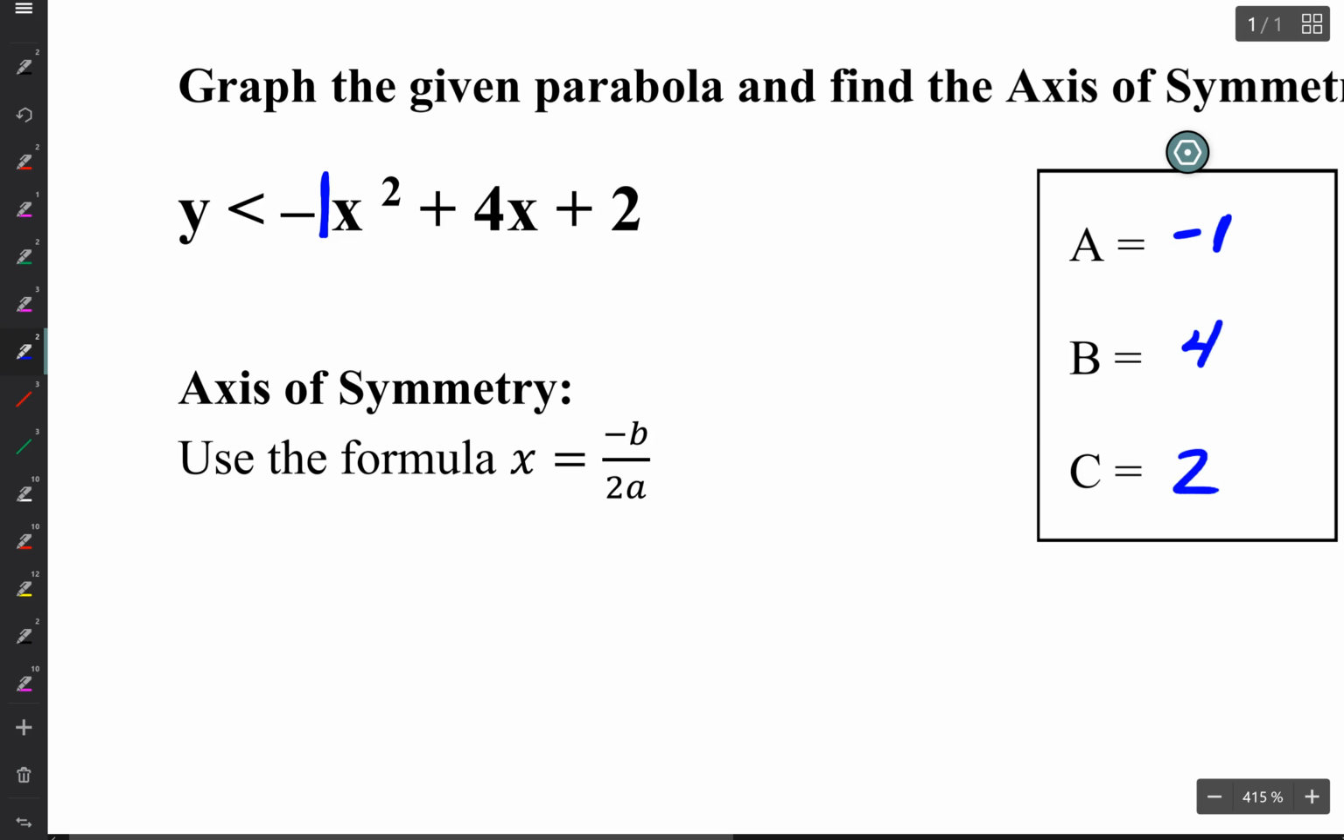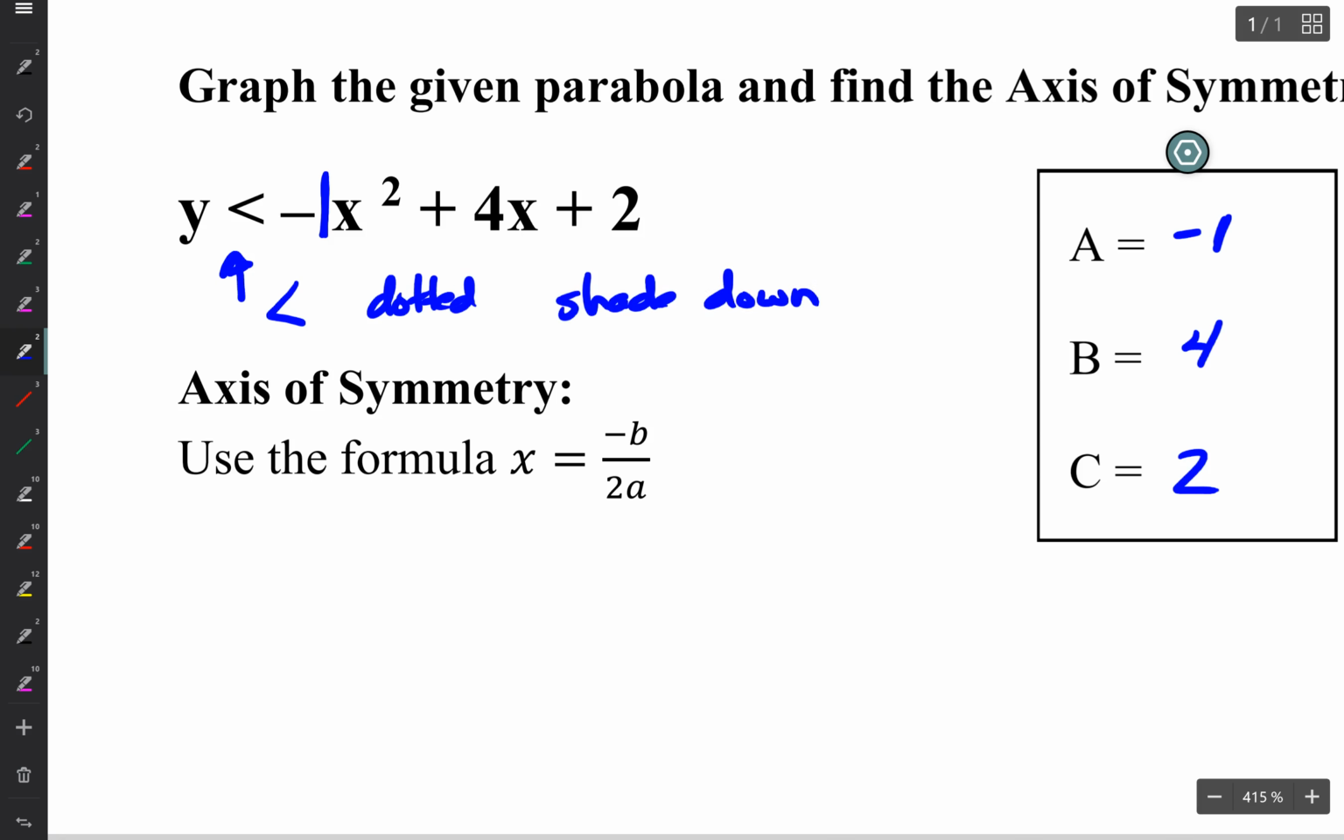The C is 2. Another thing I want you to notice, we're going to come back to, it's less than, which means it's going to be dotted and shade down. Did anyone notice that? Good, good. So when we finish, we're going to dot our line and we're going to shade it down.